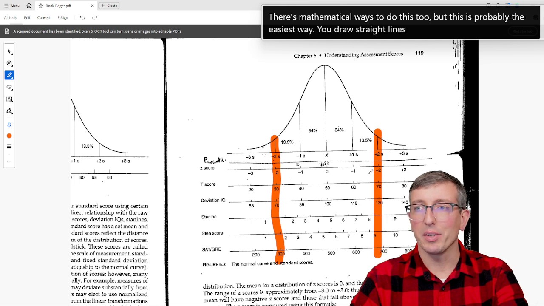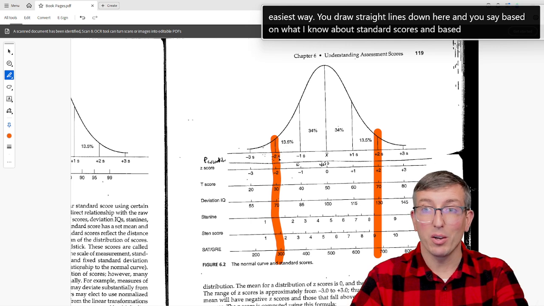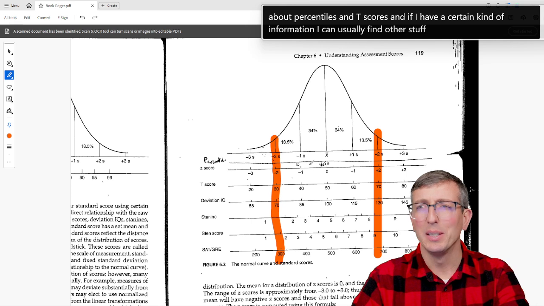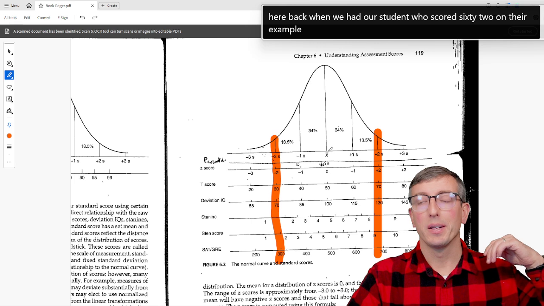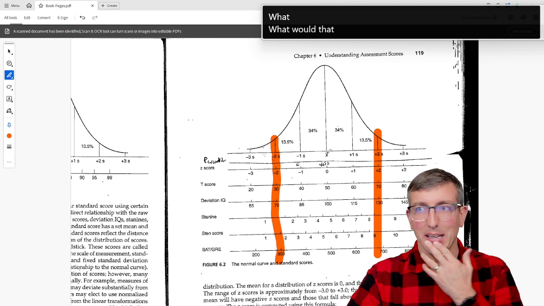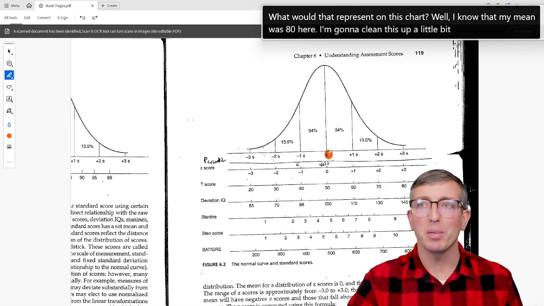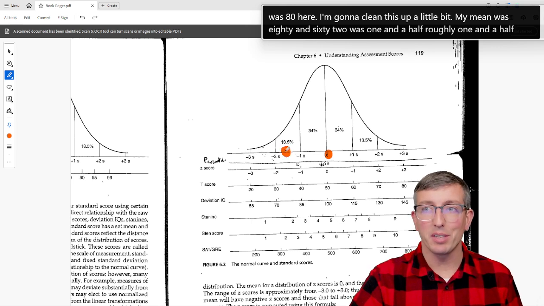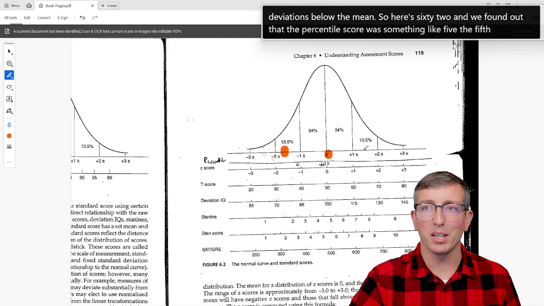You draw straight lines down here and you say, well, okay, based on what I know about standard scores and based on what I know about percentiles and t-scores, and if I have a certain kind of information, I can usually find other stuff. So let's use our example here. Back when we had our student who scored 62, what would that represent on this chart? Well, I know that my mean was 80. I'm going to clean this up a little bit. My mean was 80 and 62 was roughly 1.5 standard deviations below the mean. So here's 62, and we found out that the percentile score was something like 5, the 5th percentile, right?